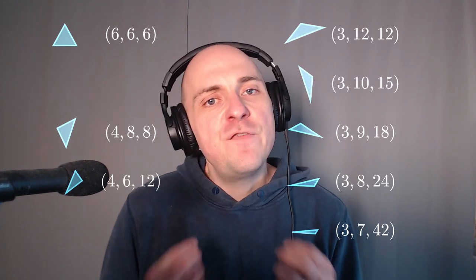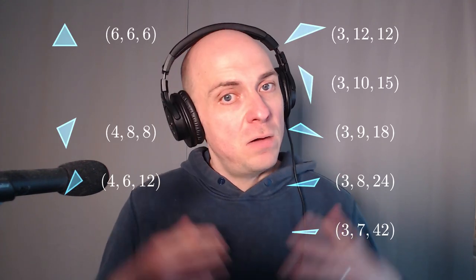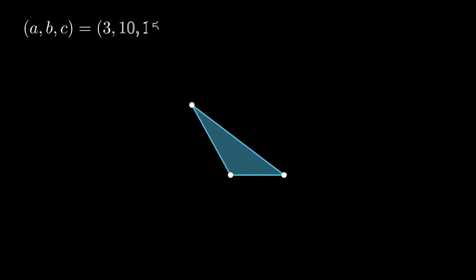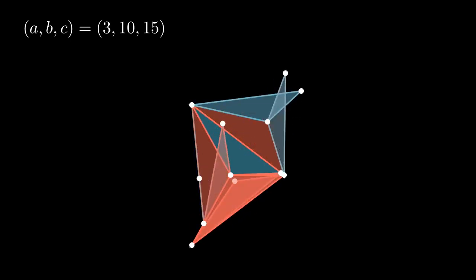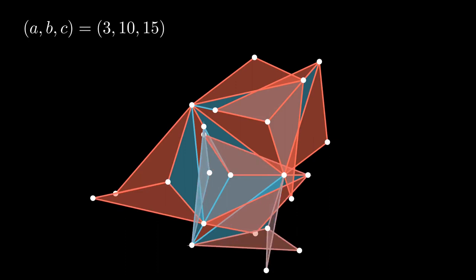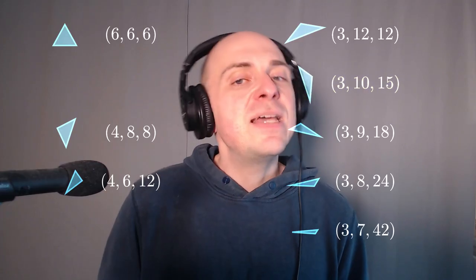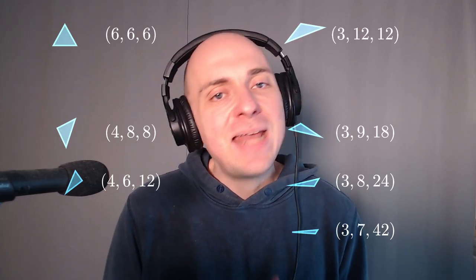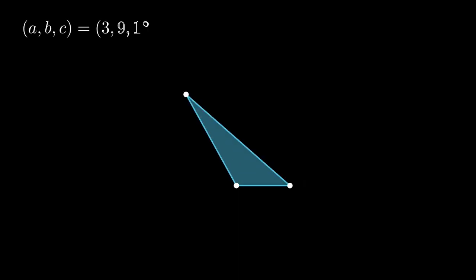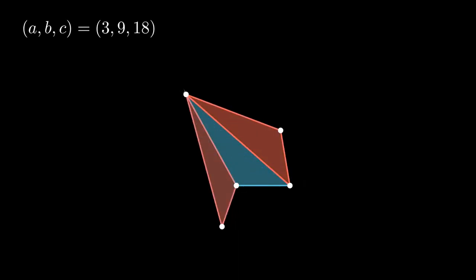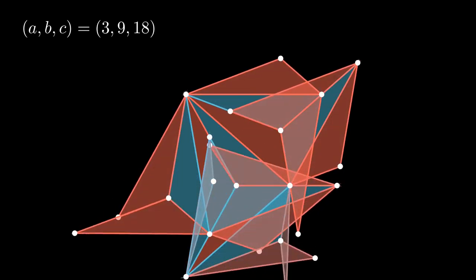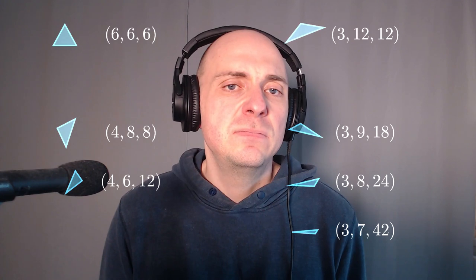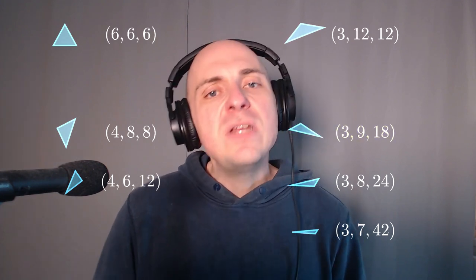What about 3 10 15? Does 3 10 15 work? Well, here's the triangle for 3 10 15, and we can start reflecting it through its edges, and we see that fails. So 3 10 15 does not tile. What about 3 9 18? Well, here's the picture for 3 9 18. We're watching it starting to go here, and it has failed. So 3 9 18 does not tile by reflections. All right, so 3 9 18 is no good.